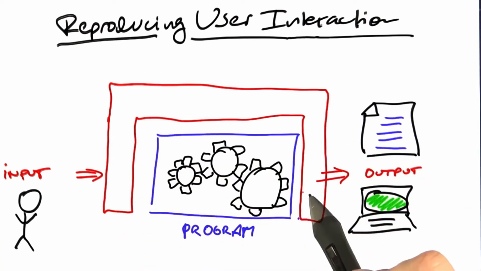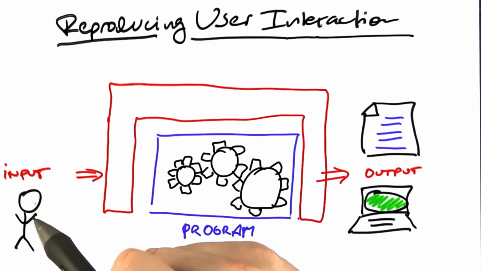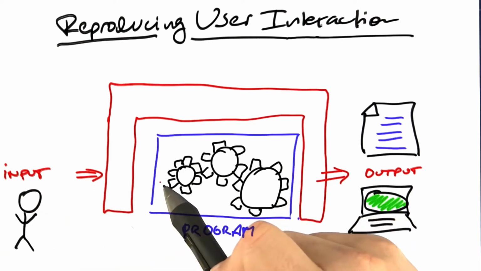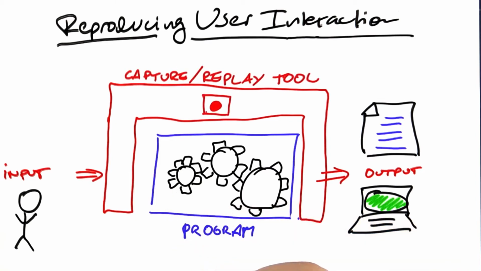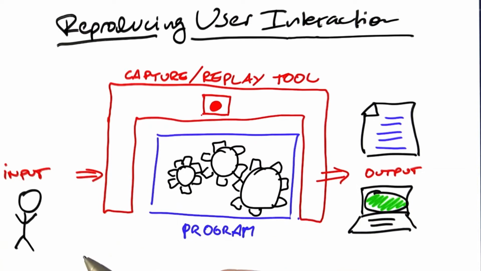A capture replay tool acts like a layer that interposes itself between the input as provided by the user and the actual program. These tools can operate in two modes. During recording mode, all input coming from the user is passed on directly to the program, as is all output from the program, so the user just interacts normally with the program as always.